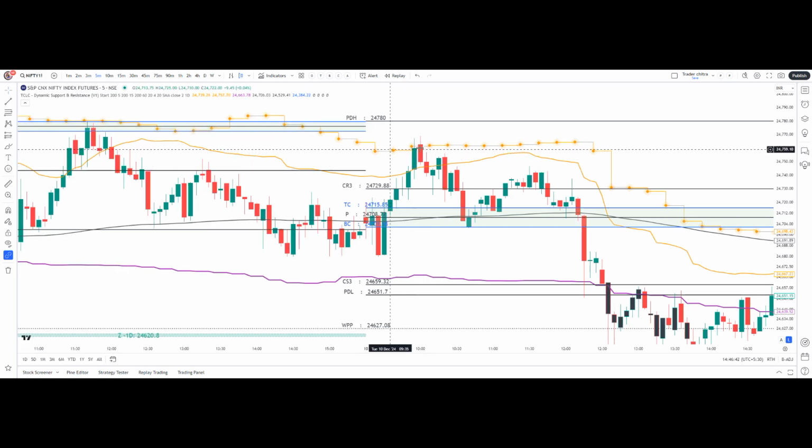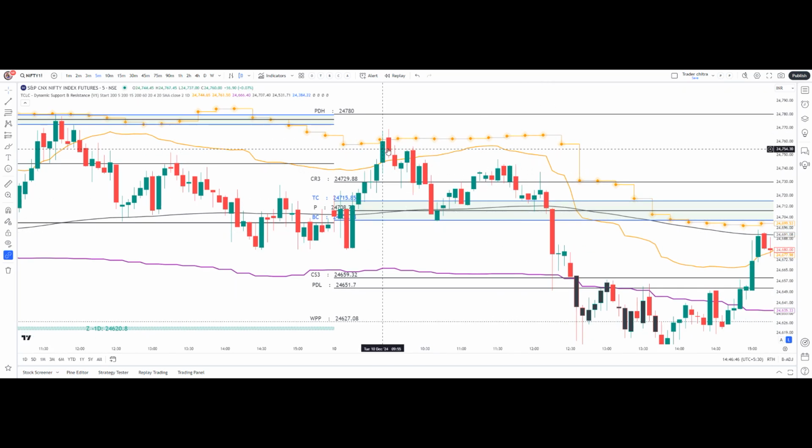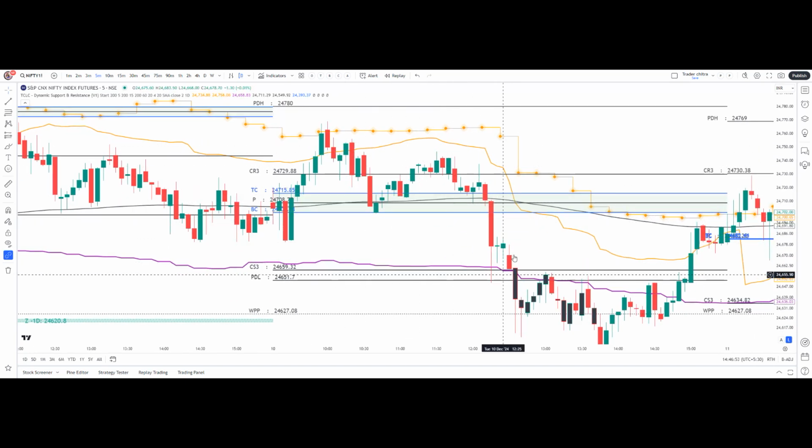Okay, so when you are getting any trade in this particular indicator, we can expect the movement of the particular stock or particular index in the same direction. Okay, from there we got a nice down move.